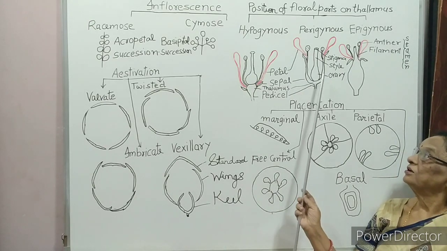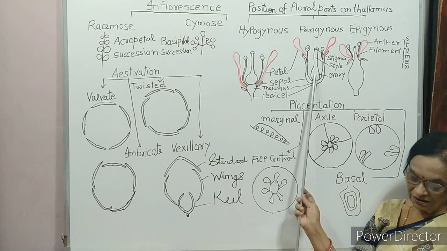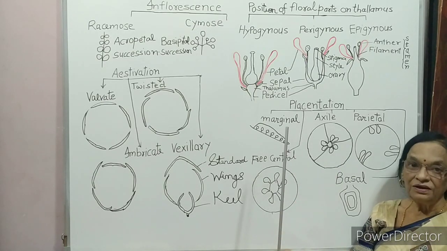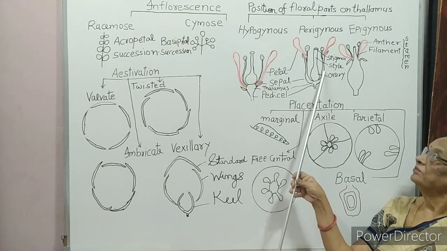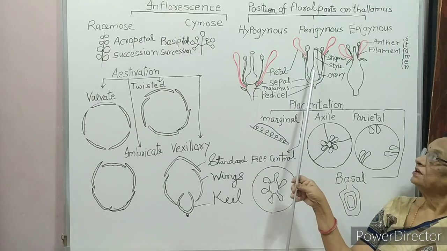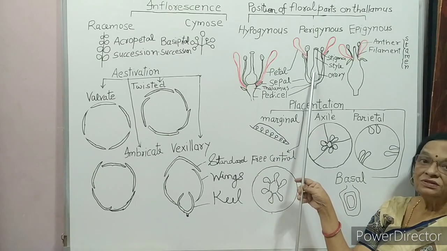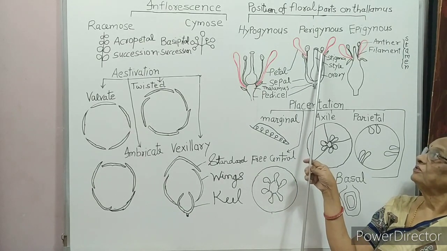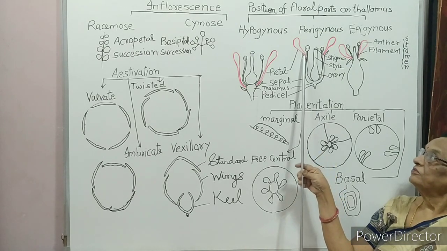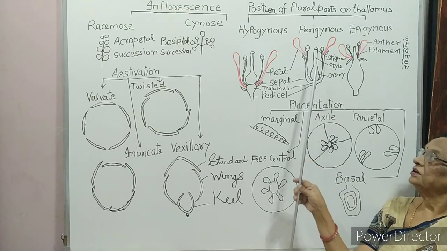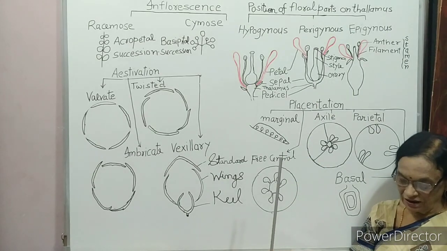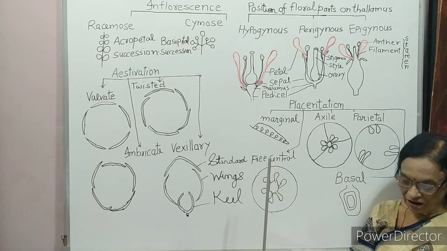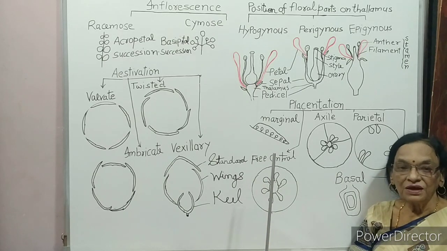If the gynoecium is situated in the center and other floral parts arise from the rim of the thalamus, you can see here the gynoecium in the center. Other floral parts arise from the rim of the thalamus. So the ovary is called half inferior, and the flower perigynous. Examples, plum and rose.